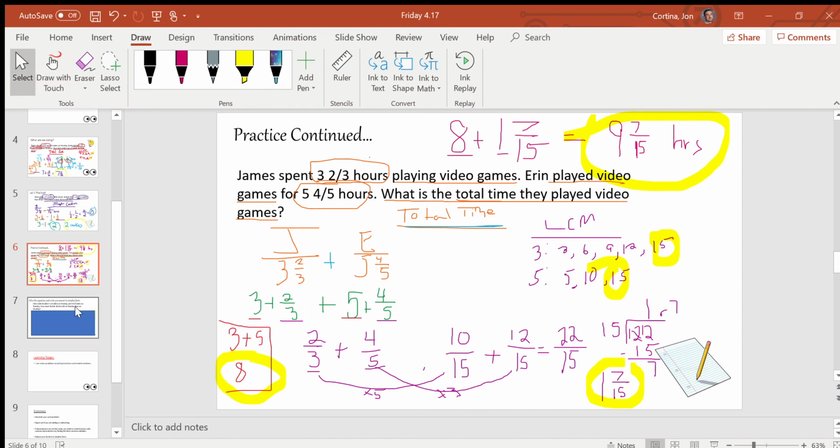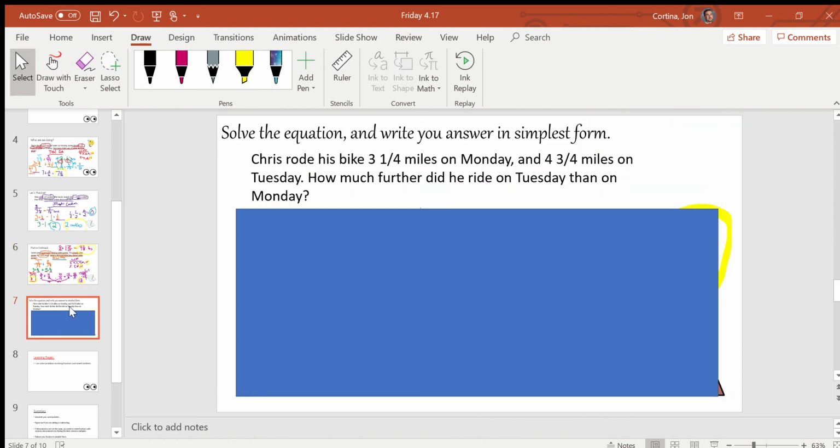Alright, it is time for you to practice one on your own. Go ahead and solve the equation. Write your answer in simplest form. Chris rode his bike 3 1/4 miles on Monday and 4 3/4 miles on Tuesday. How much further did he ride on Tuesday than on Monday? Go ahead and annotate your problem, mark it up, and solve it. Pause the video, complete your work, and when you're done, come check in and see how you did.